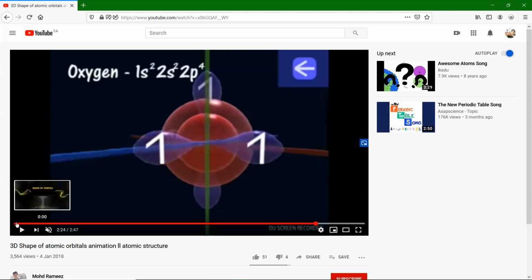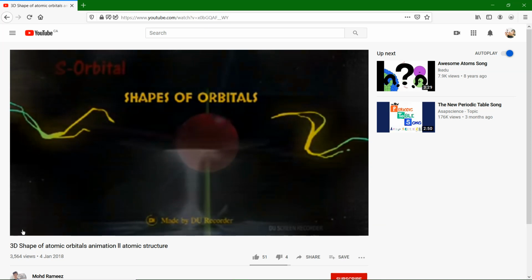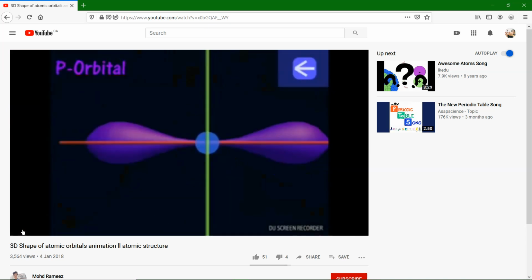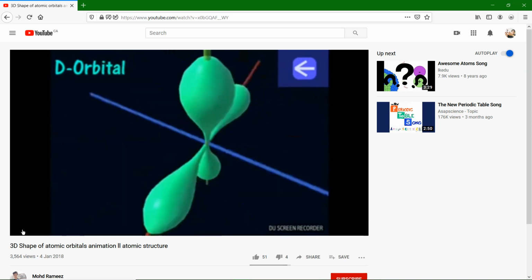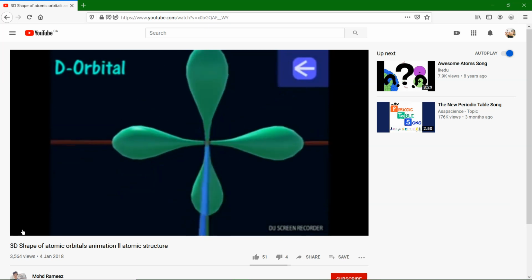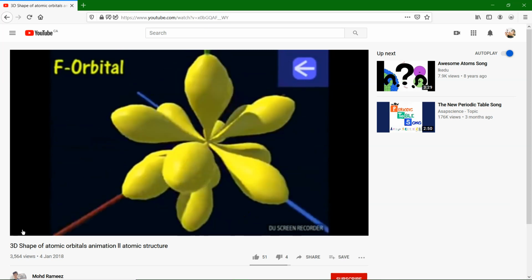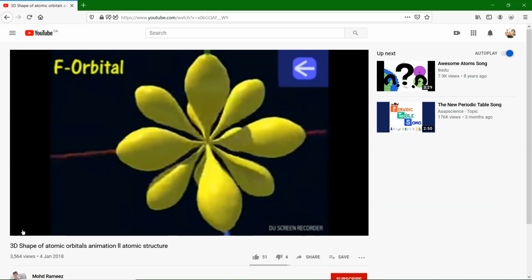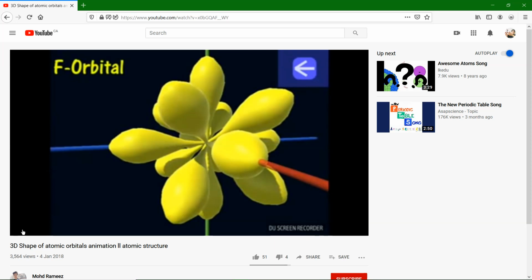So here you can play your own music if you want. Shapes of orbitals. Well, I guess I can narrate a bit. There's an S orbital, there's a P, three-dimensional coordinate system. There's a D orbital, dancing D orbitals. You can build some of these if you want. Whoa, look at that F orbital. That's what the mathematics tells us.